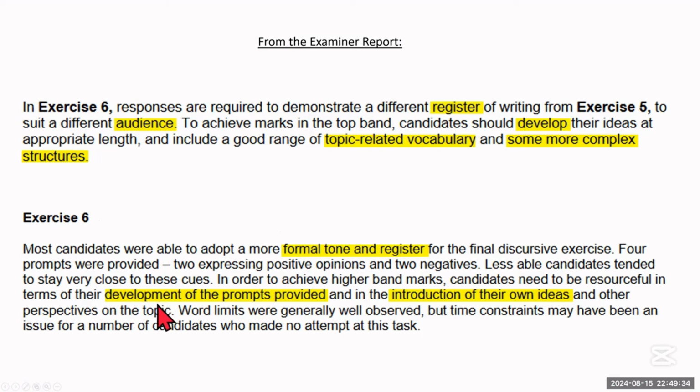And again, you should develop the prompts provided and also introduce your own ideas. So don't just use the points given in the question.